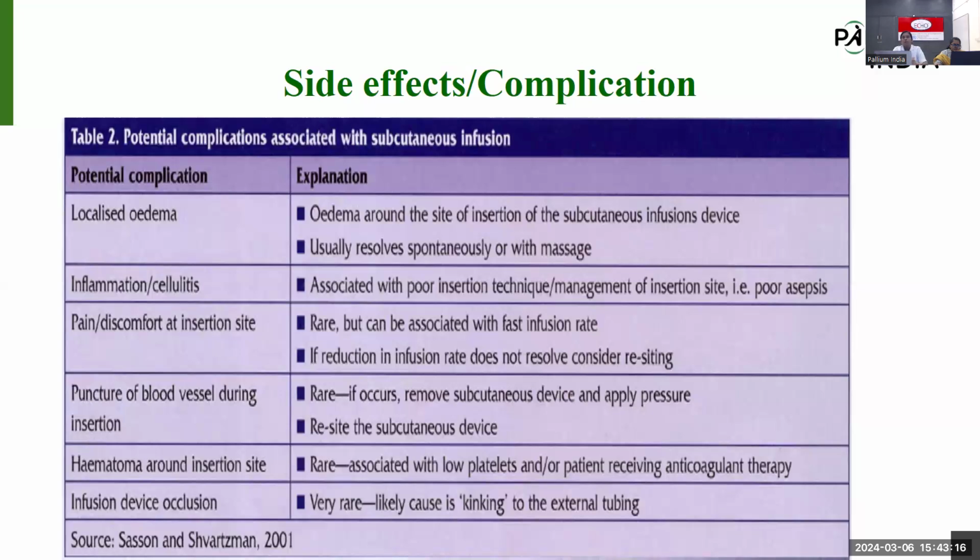Then infusion device occlusion. It is very rare in subcutaneous infusion. Occlusion is mainly due to the kinking of the external tubing. These are the potential complications that we are expecting from subcutaneous infusion. Before starting the procedure, we should explain each and every complication and side effect to the patient and caregiver, and should explain what we will do when these occur.